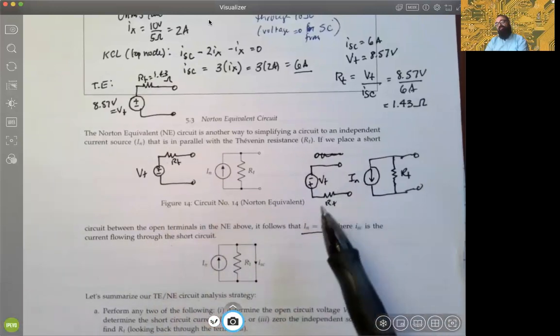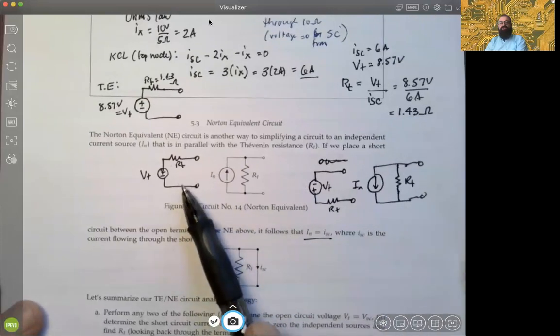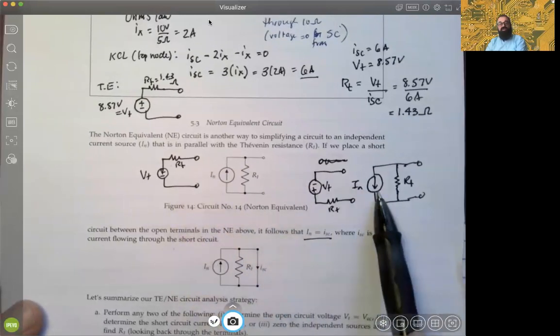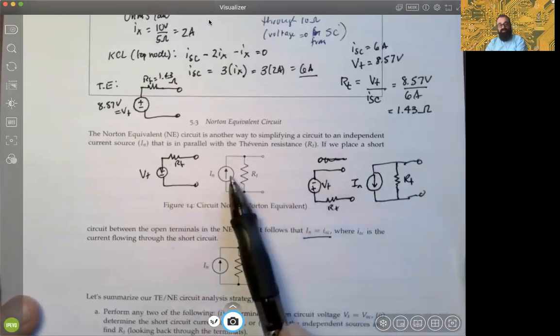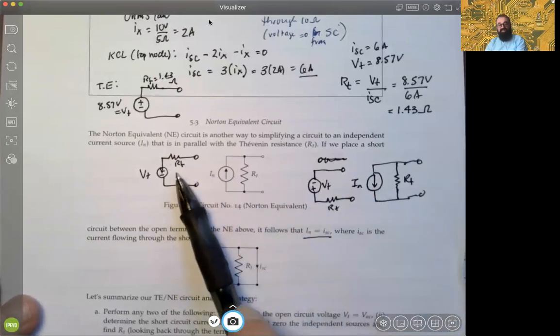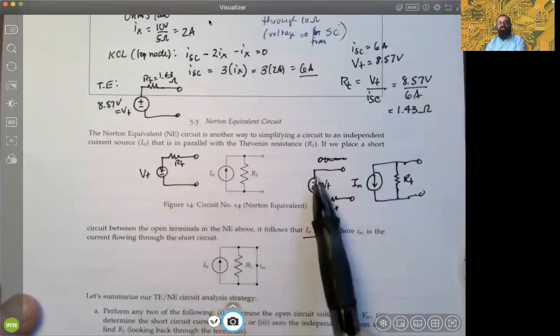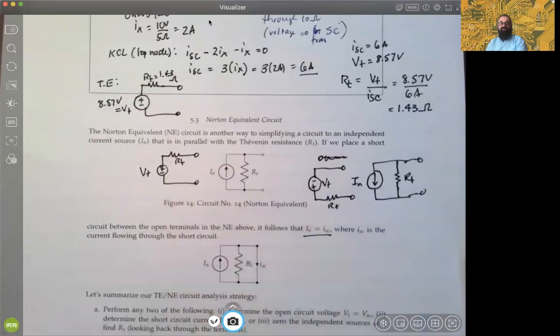This will come up very much later when we do source transformation, where at any time we can take a Norton equivalent and replace it with a Thévenin equivalent. We can take the Norton, replace with the Thévenin, take a Thévenin and replace a Norton, but you must do it in these correct orientations, right?